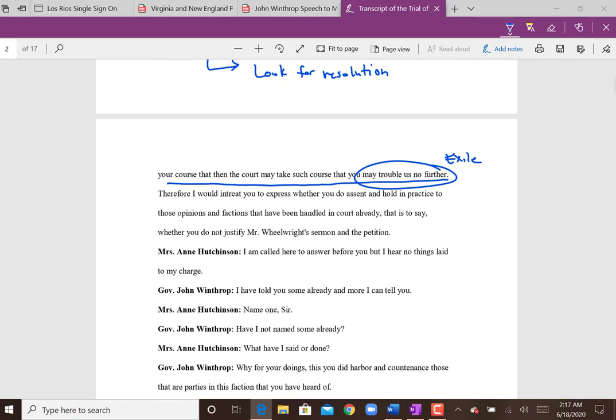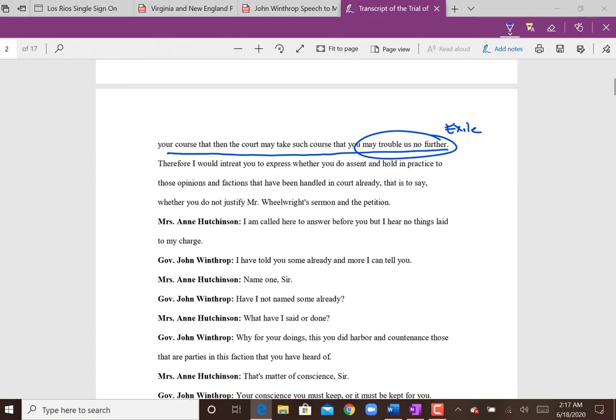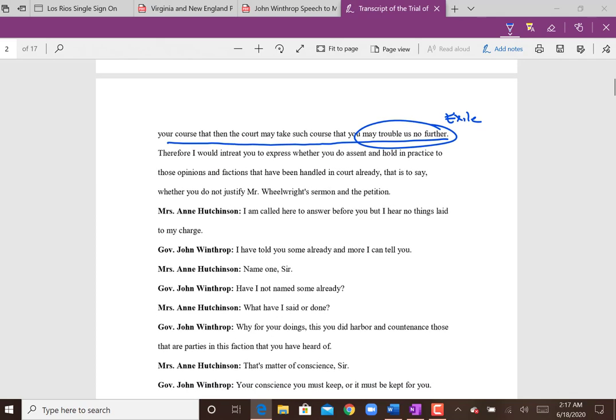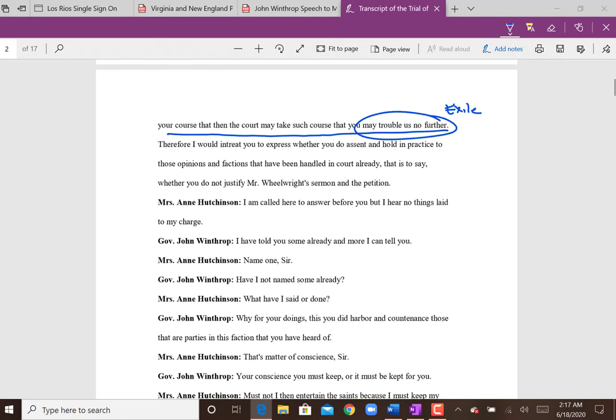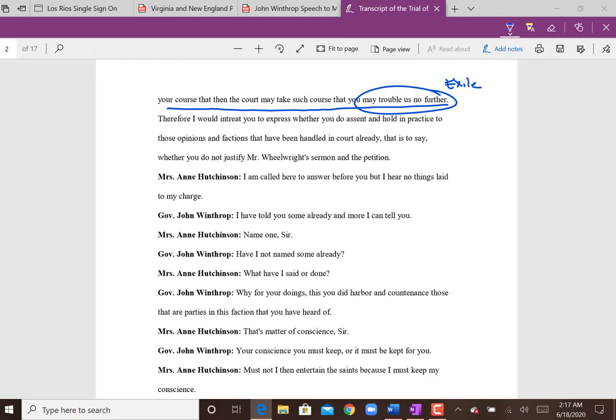Therefore, I would entreat you to express whether you do assent and hold and practice these opinions and factions that have been handed in court already. That is to say, whether you do not justify Mr. Wheelwright's sermon and the petition. So basically say, now answer yourself. I am called, so then this is Anne Hutchinson. I am called here to answer before you, but I hear no things laid to my charge. So she's basically saying, what am I actually charged with? Right, so she's snarky the whole time.